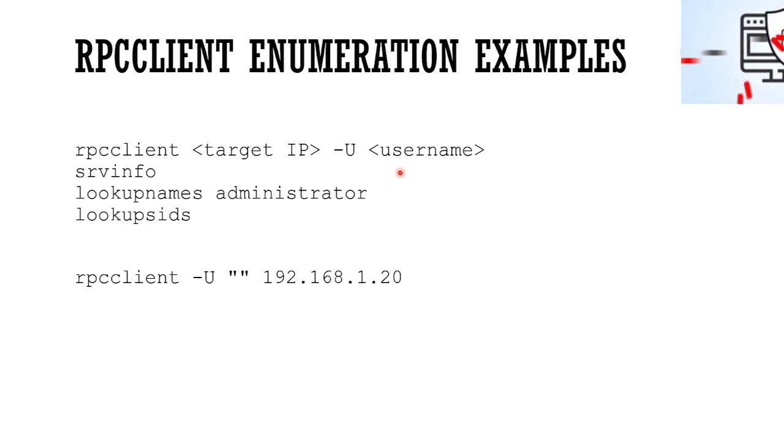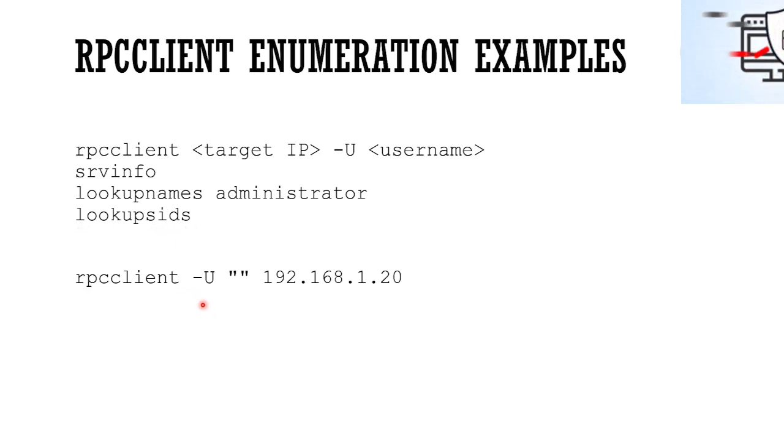So if you know the user, and they don't have to be an admin, they could just be whoever, you put in the username. You can do it without the username, but you'll get far better results if you have some kind of username. Then you can say, okay, give me server information, look up names for the administrator, look up security IDs. If you don't have a username, just say -U, quote, quote, I don't have a username.